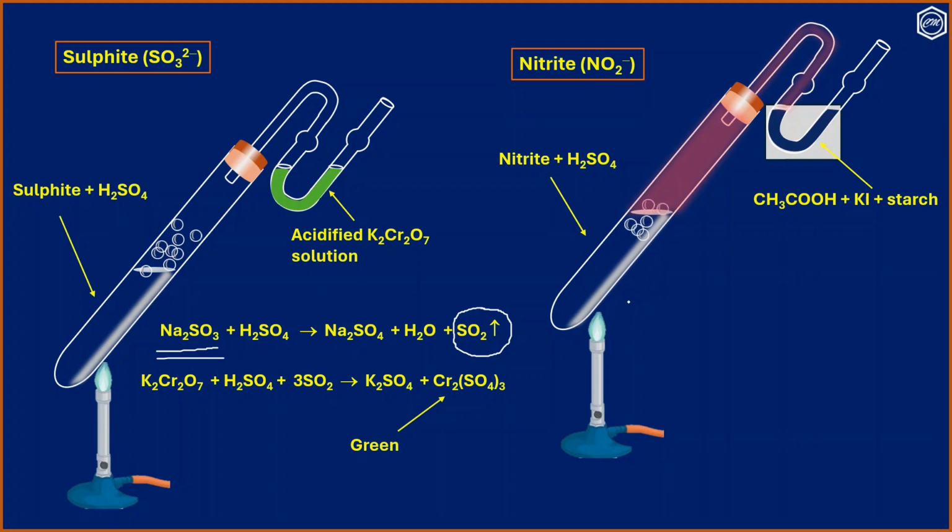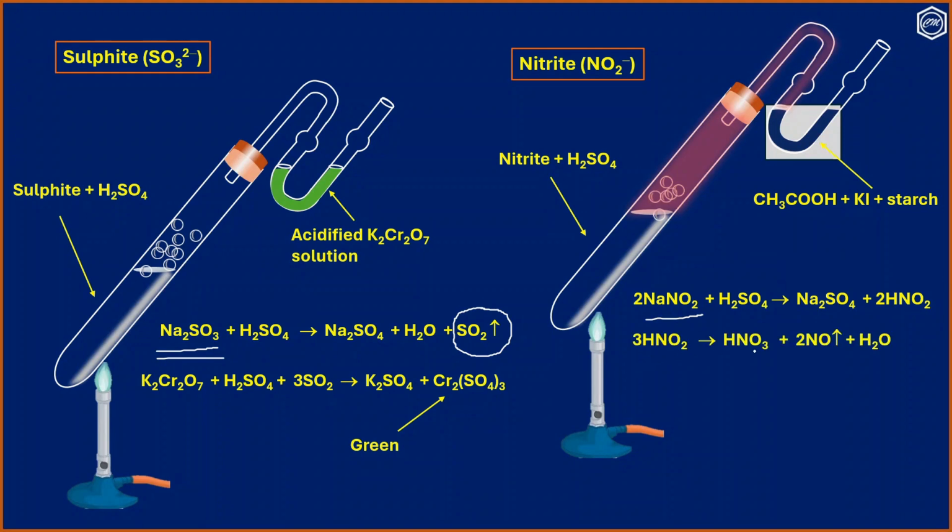The reactions are, suppose you are given sodium nitrite and it reacts with the sulfuric acid and generates nitrous acid, HNO2. HNO2 is converted to HNO3 and nitric oxide is liberated. And the liberated nitric oxide, which is colorless, gets oxidized to nitrogen dioxide, which is a brown gas.